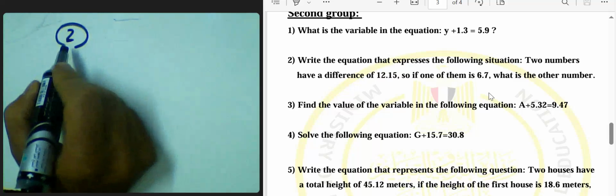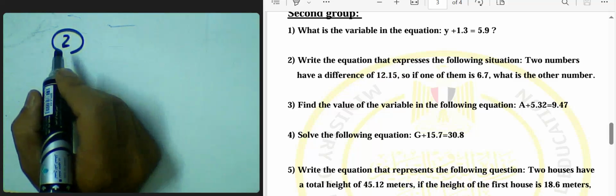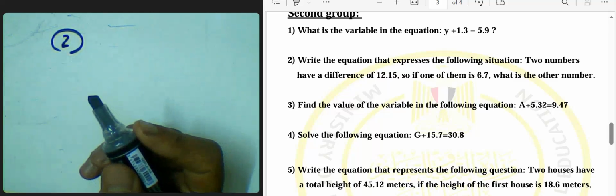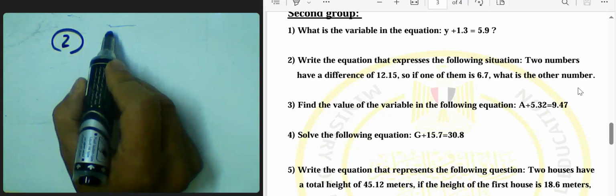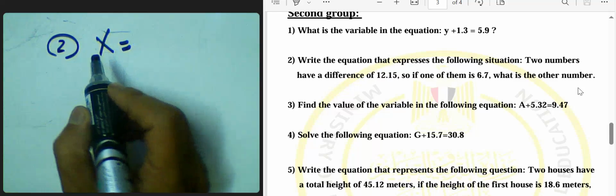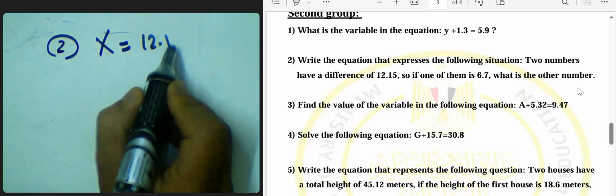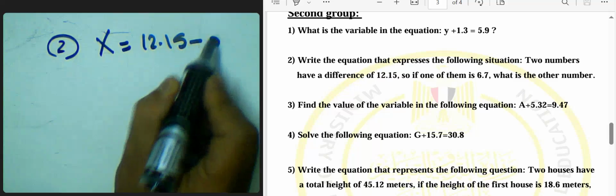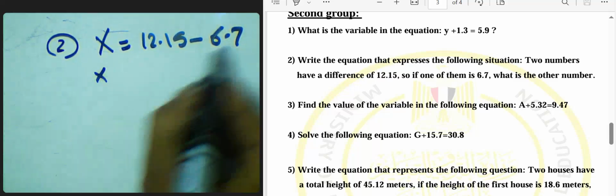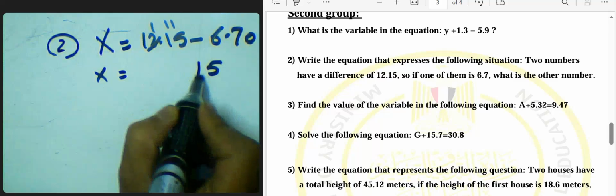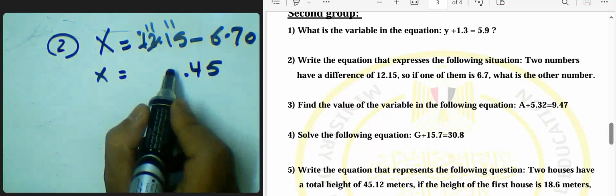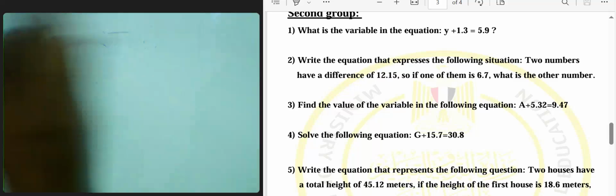Question number 2. Write the equation that expresses the following situation. Look with me, it says two numbers have a difference of 12.15. So if one of them is 6.7, what is the other number? To find the other number, put here x. The difference between two numbers: write the sum of them 12.15 subtract by the first 6.7. We can find the difference: 5 minus 0 is 5. 1 minus 7, we can't do it. 11 minus 7, it will be 4. And 11 minus 6, it will be 5. The number will be 5 and 45 hundredths.